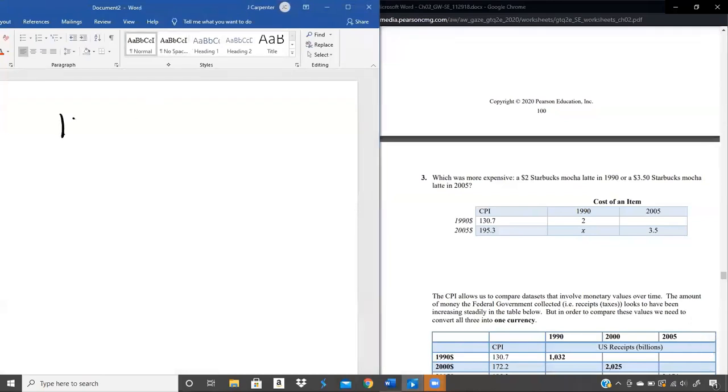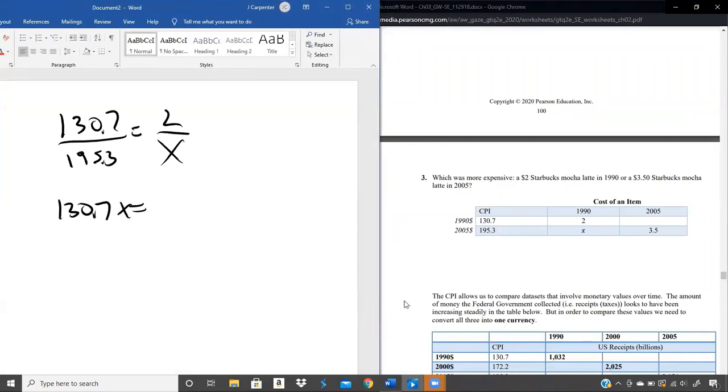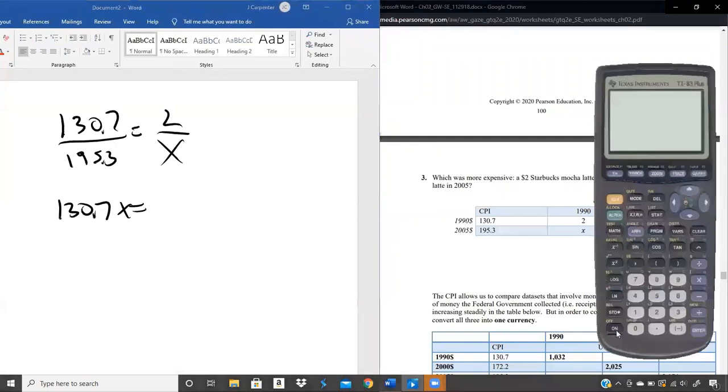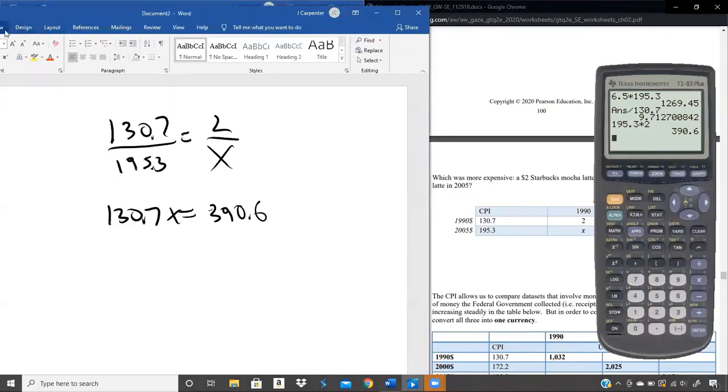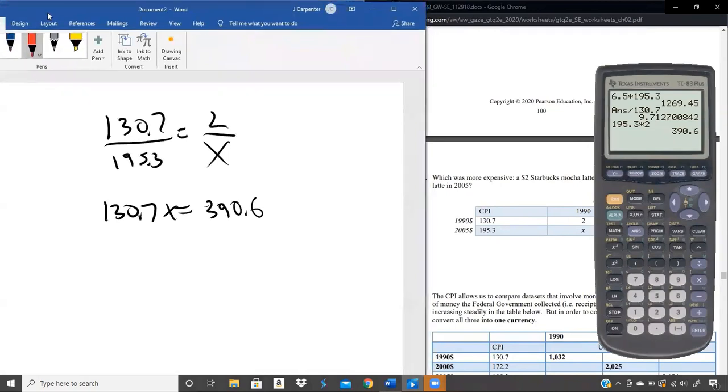We're going to rewrite our problem. 130.7 over 195.3 equals 2 over x. Cross multiply, you get 130.7x equals, in the interest of time, since you saw it written once at least, 195.3 times the 2, and that's 390.6. Then you're going to divide both sides by 130.7.